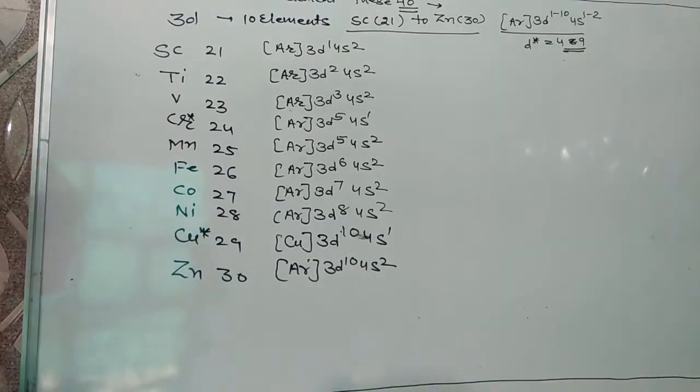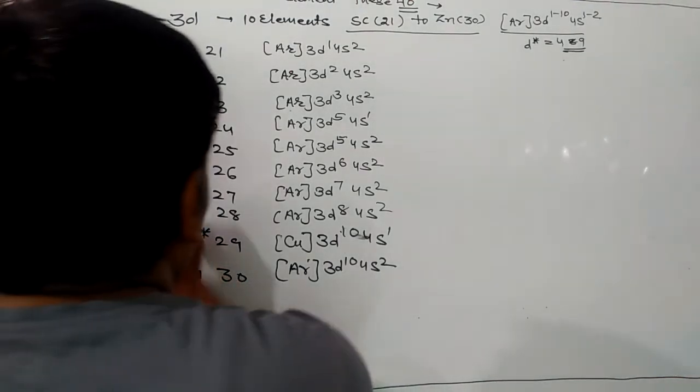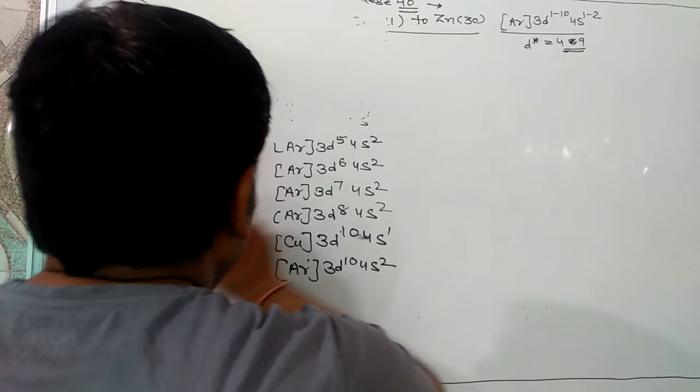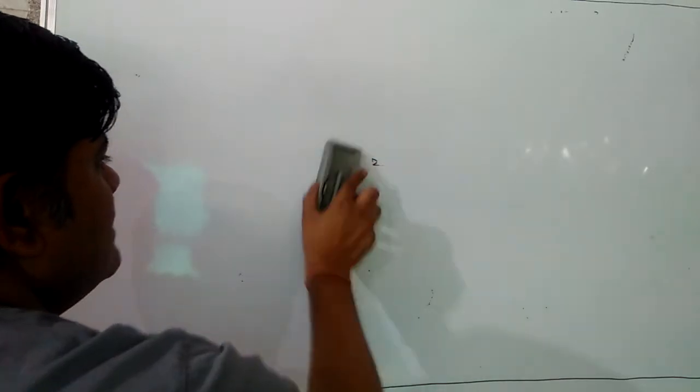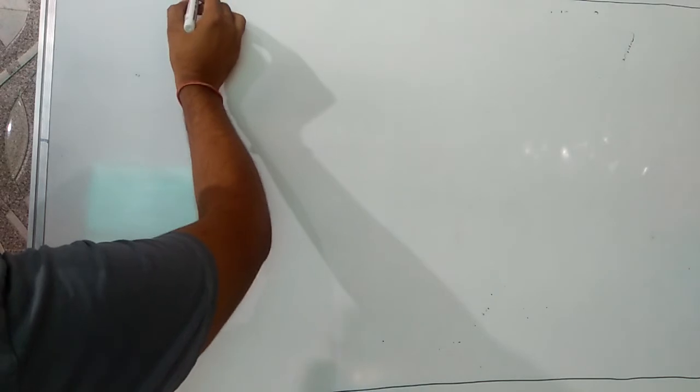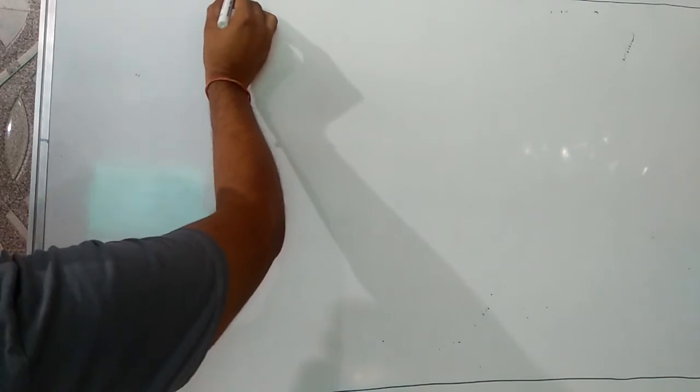That is the first series, known as the 3d series. There are two exceptional electronic configurations, of chromium and copper, due to extra stability of half filled and fully filled electronic configuration. Now, the second transition element series, also known as the 4d series.